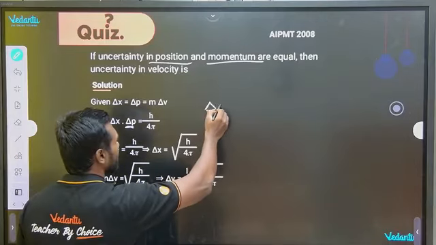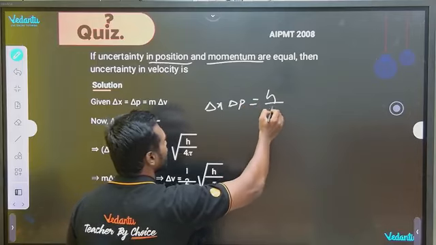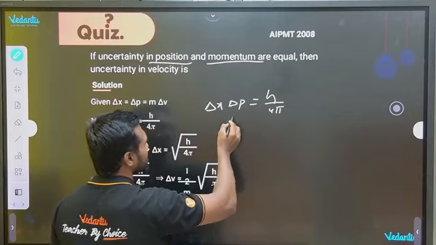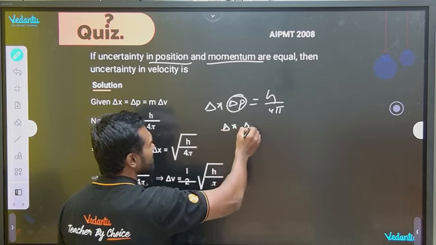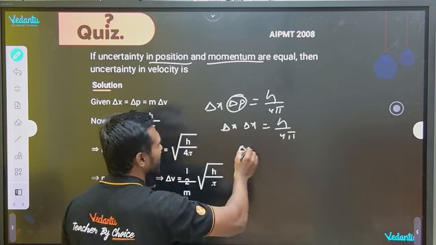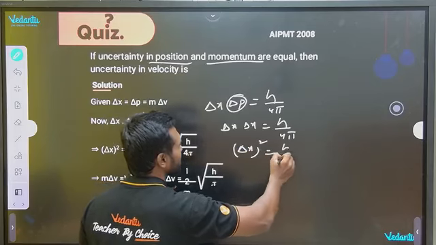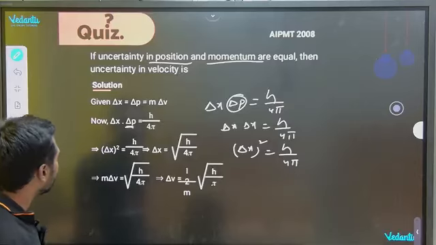So delta x we are taking and delta p we are taking, and delta x into delta p is equal to h by 4 pi. When both are equal, delta x and here also delta x only I am taking, and is equal to h by 4 pi. So delta x square you take now because both are same. So h by 4 pi. So they are asking delta x.